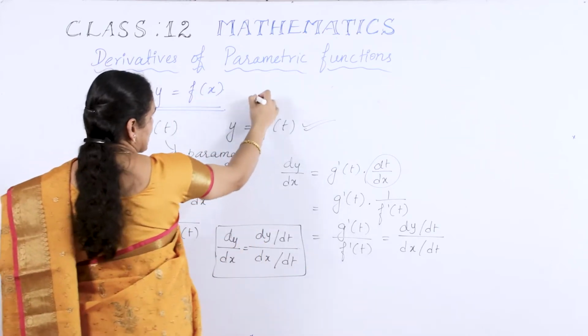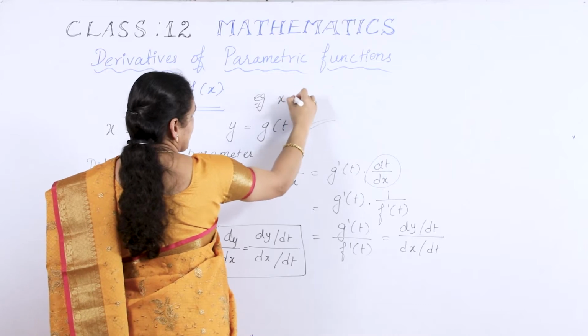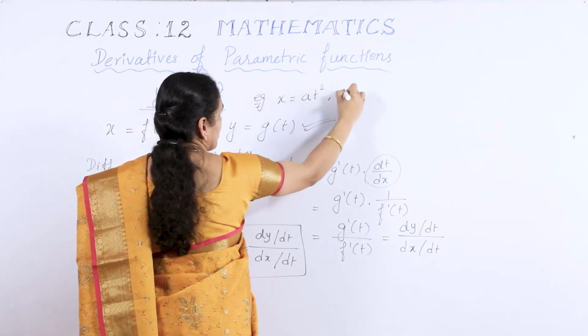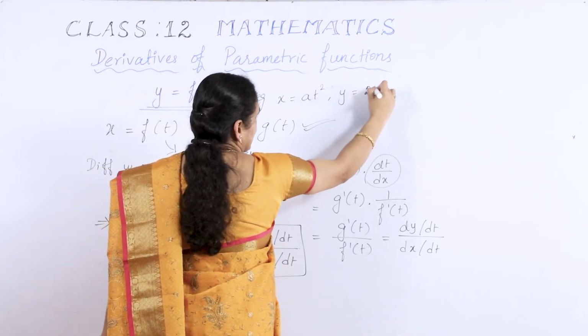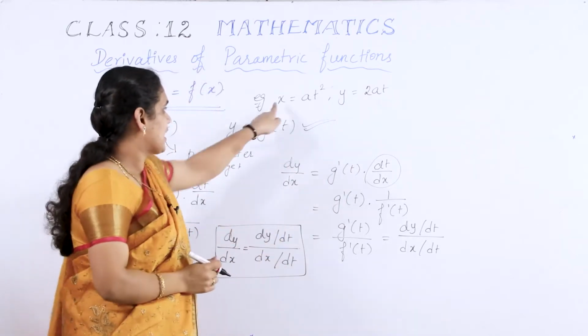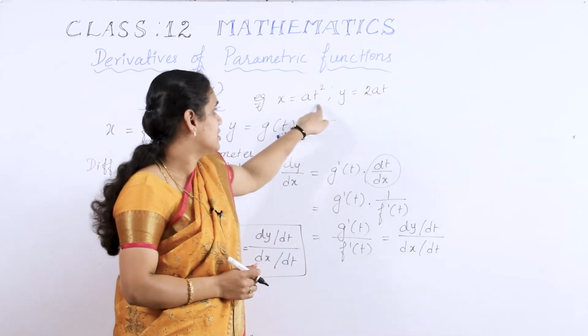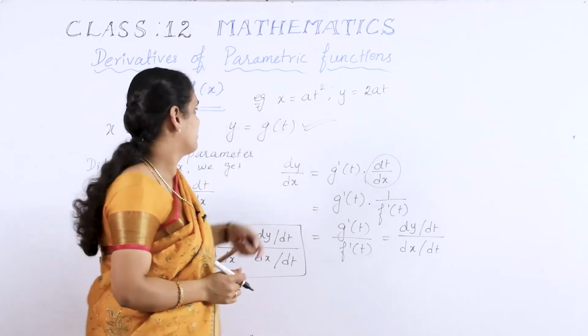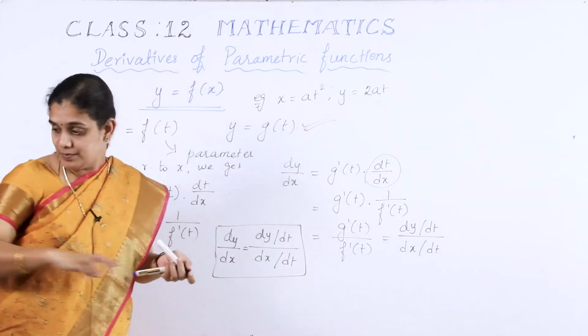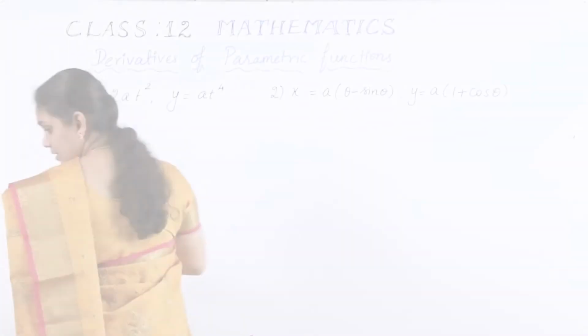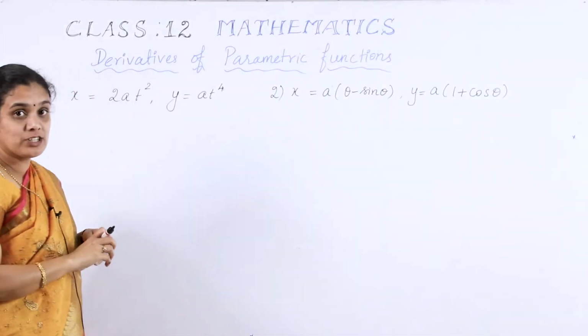I'll give you one example for this. x equal to at square, y is equal to 2at. You see here, x is expressed in terms of t and y is expressed in terms of t. Now this t is called the parameter. Okay. Let's see some exercise problems. Now let's move on to the exercise problems.